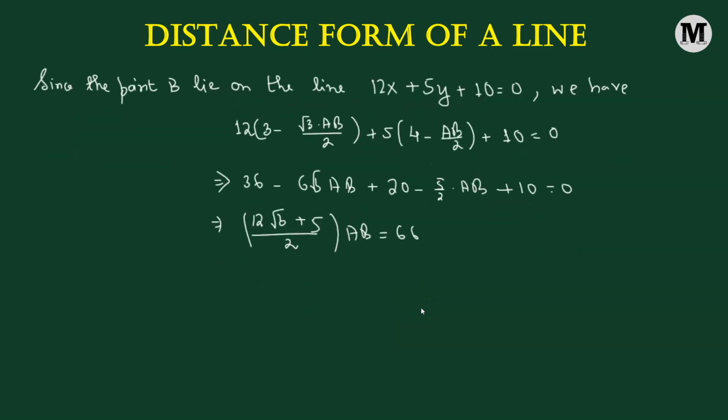Fine. Now let's solve for the value of AB. So AB comes out to be equal to 132 divided by 5 added to 12 times square root of 3. So this is going to be the length of AB.